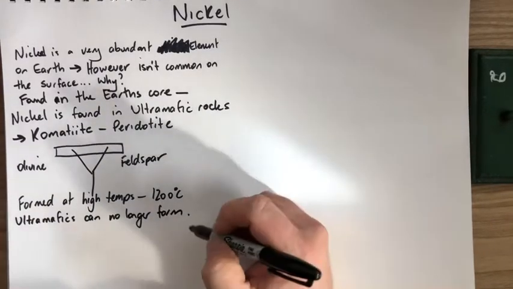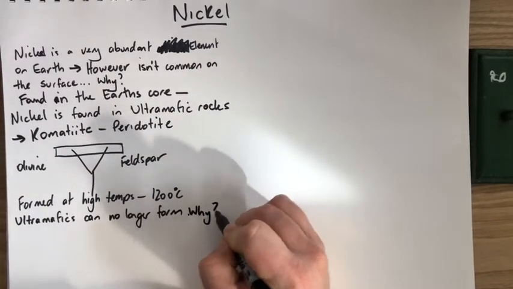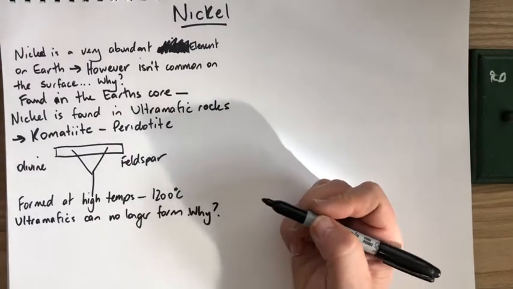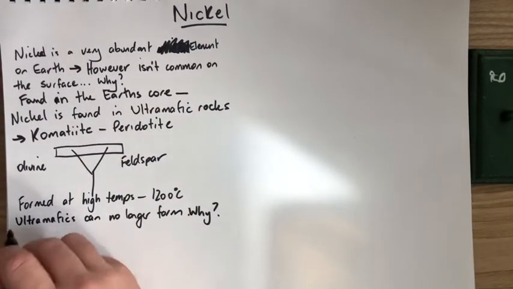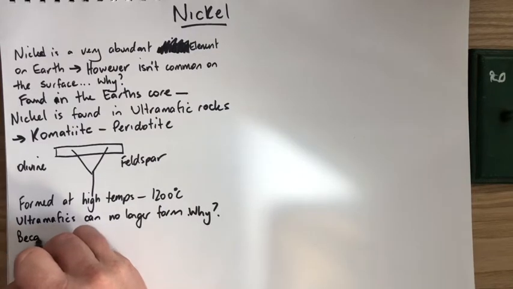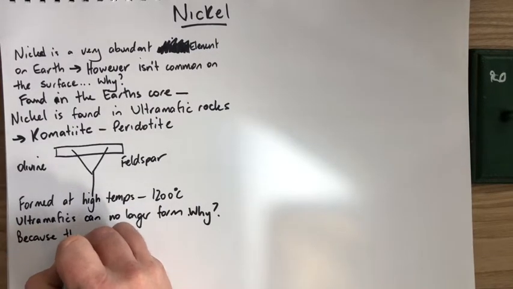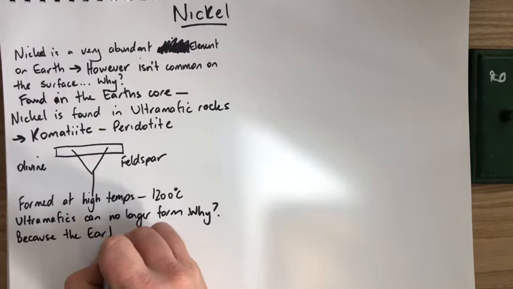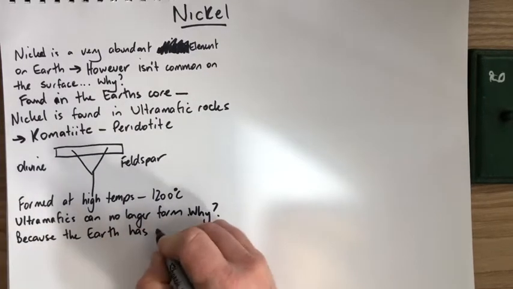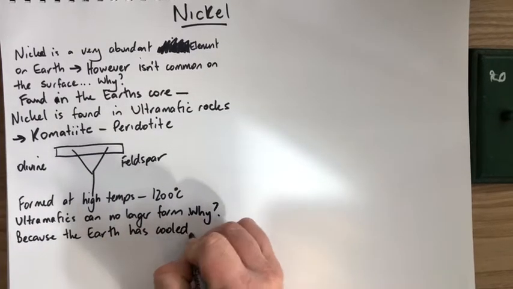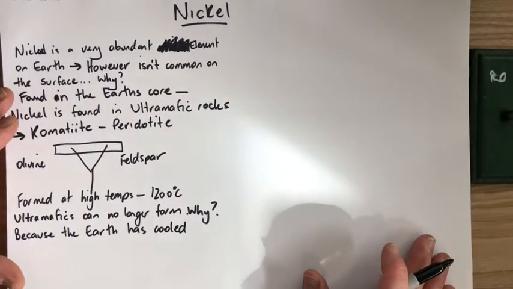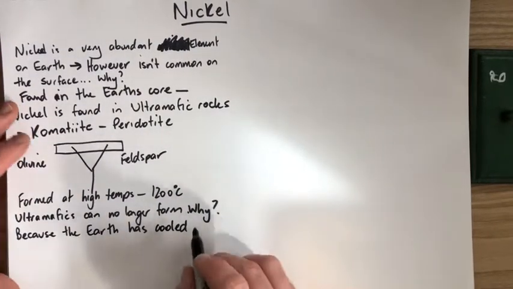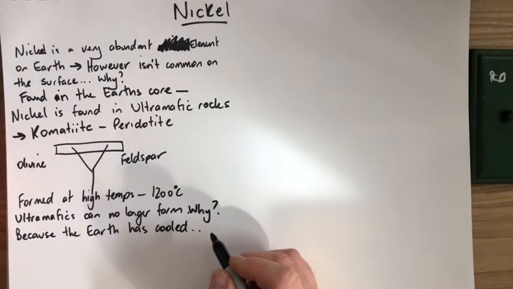Now, the question is why? Why can't we get ultramafic rocks on Earth anymore? Well, it's because the Earth has cooled. We can no longer reach those temperatures that actually create those rocks. Why has the Earth cooled? Well, this is a really good question, and it's one that's puzzled people for a long time.